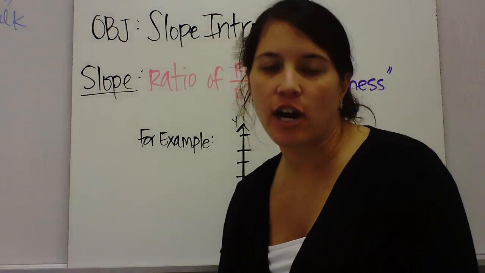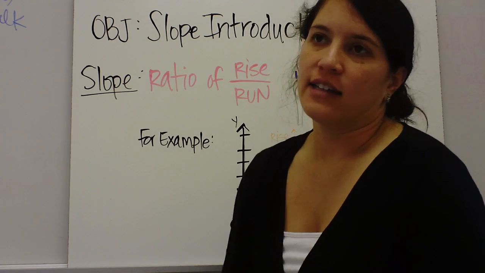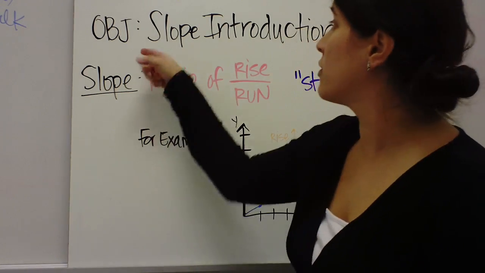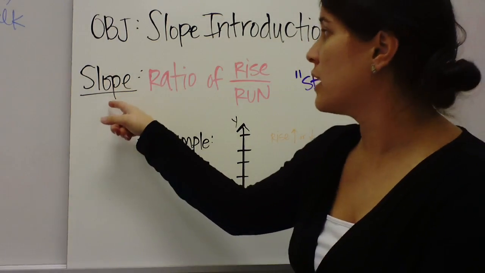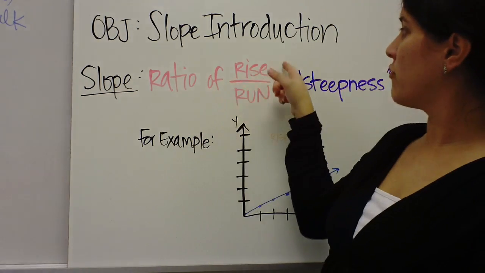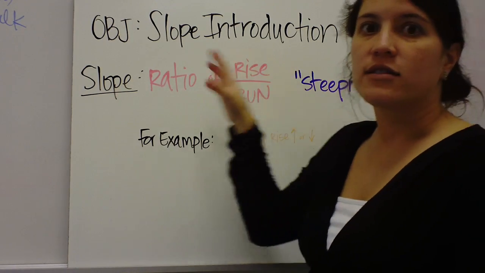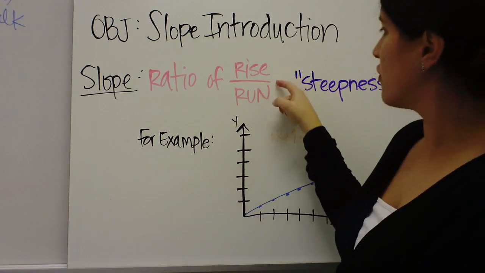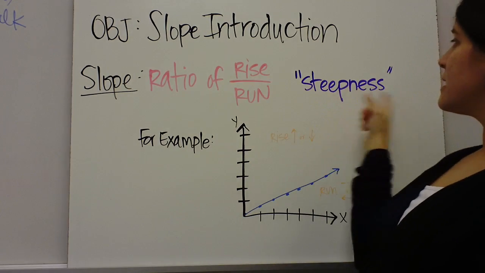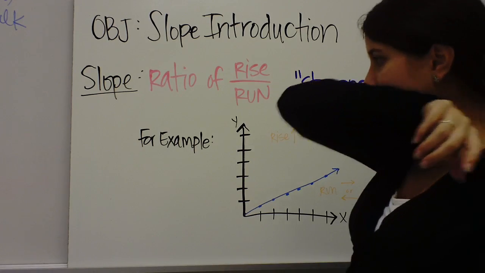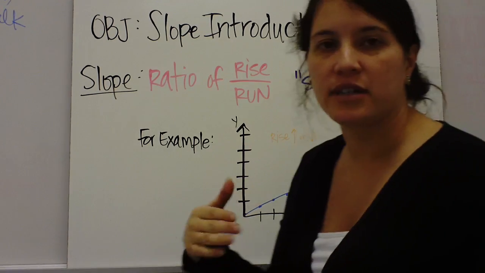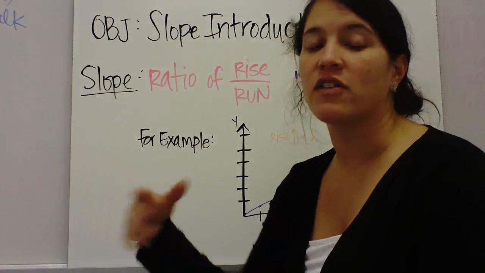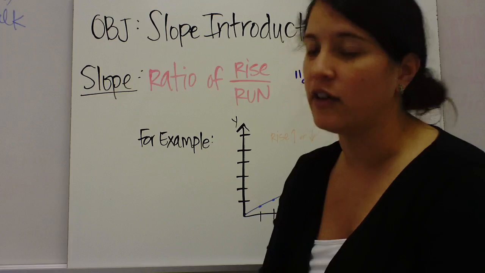This is an 8th grade standard, and it's an introduction, so I'm going to try to get you used to the vocabulary. The first word is slope. Slope is a ratio of rise over run, so make sure you get that down. I'll explain what that means. And slope is the steepness of a line. The line could be really, really steep, or kind of flat. So that's the slope: the steepness of a line.